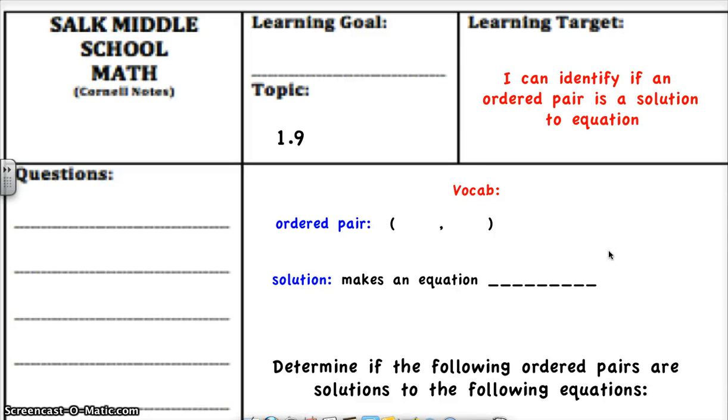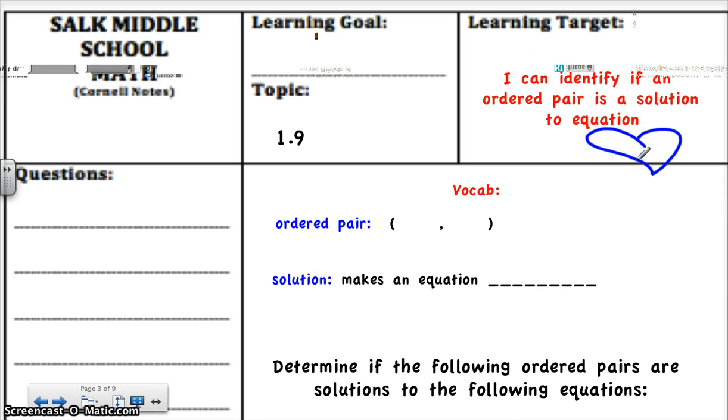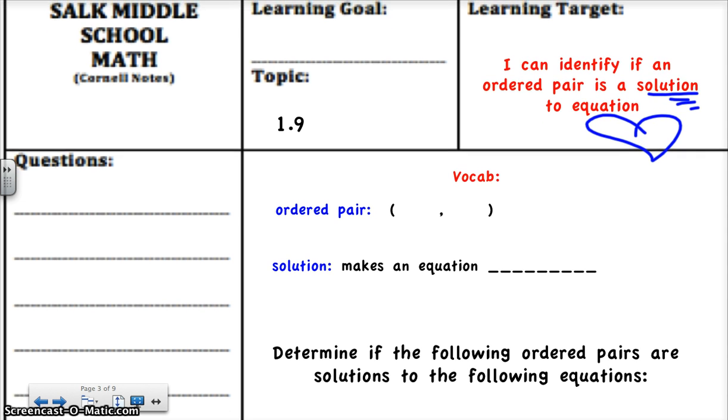All right, we are working on the last unit of chapter 1, 1.9. Our learning target: you can identify if an ordered pair is a solution, vocab word from yesterday, to an equation. That's what we can do today. Remember, solution meant true, right? And now we've got this new vocab word, ordered pair. So let's define it.